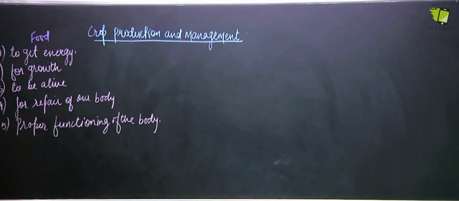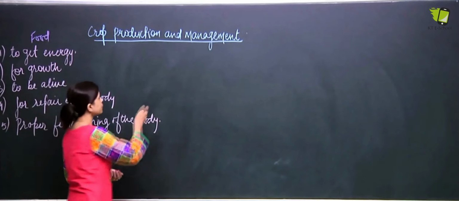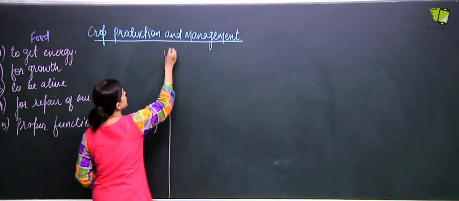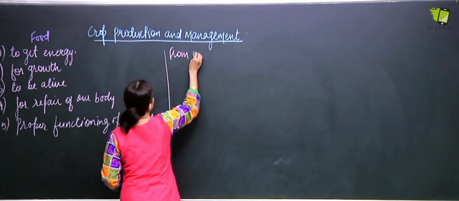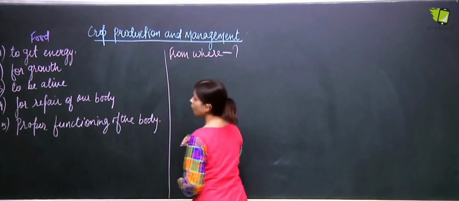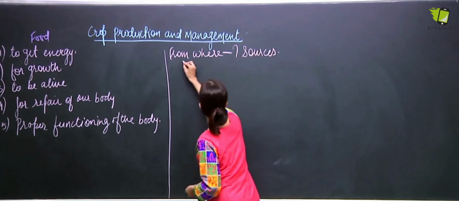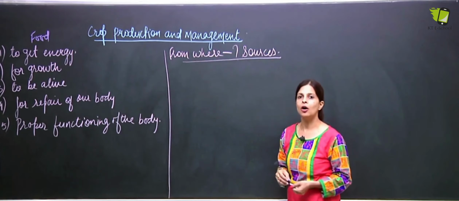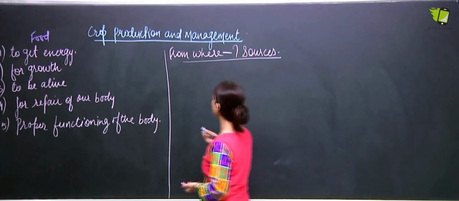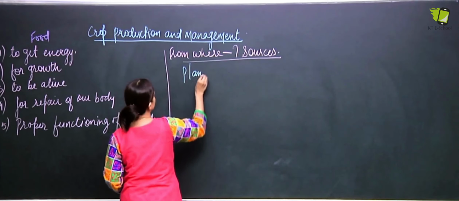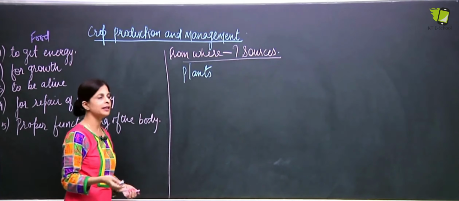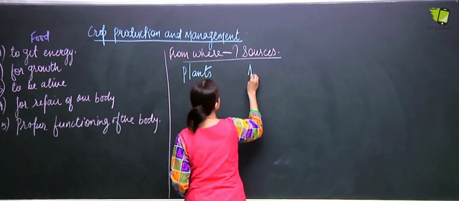Okay, so the first topic is food, and my question was, why do we need to have food? So here are the answers. Now the second question is, from where does this food come? Or I can also say, what are the sources of our food? Whatever we eat, it is coming either from plants or animals.